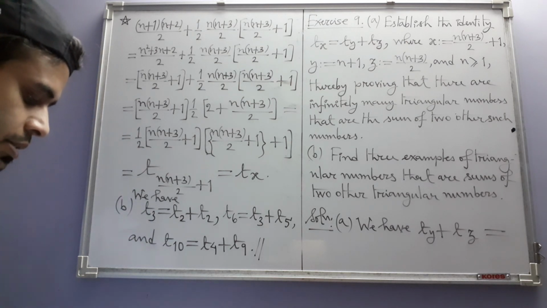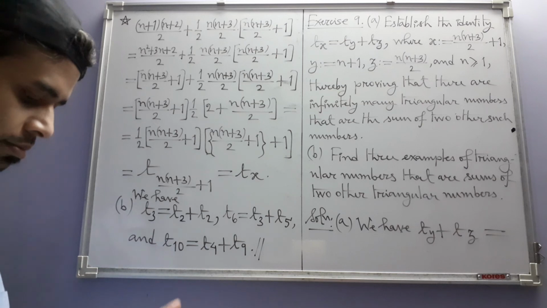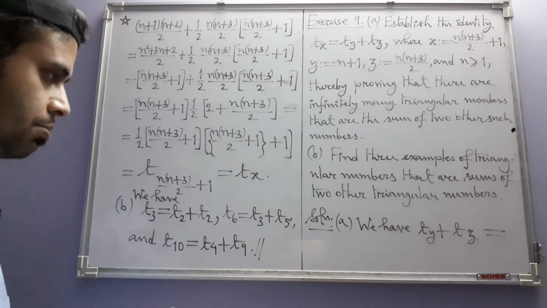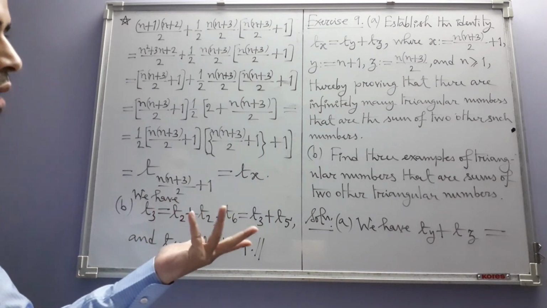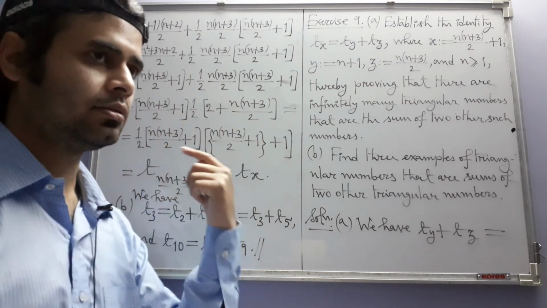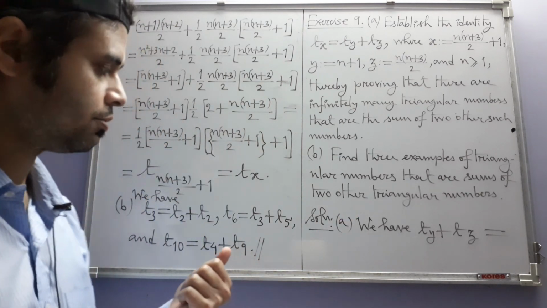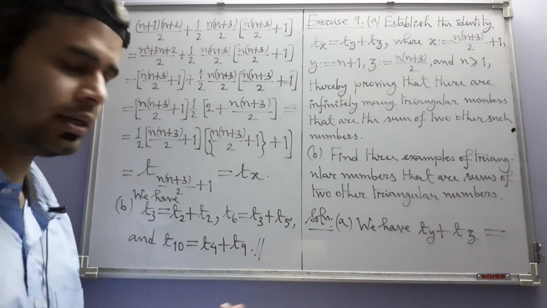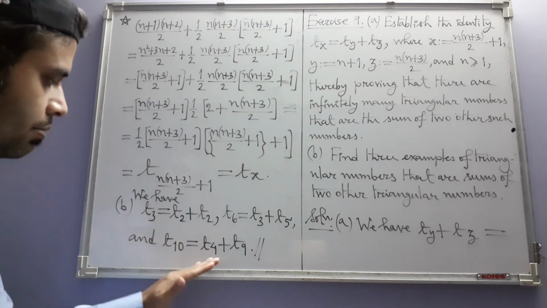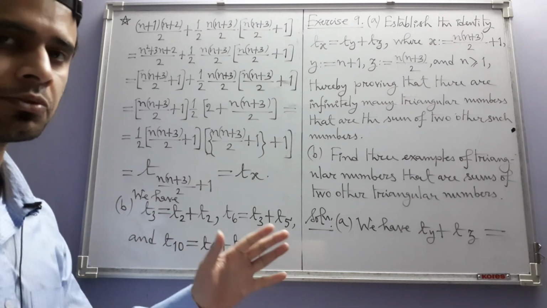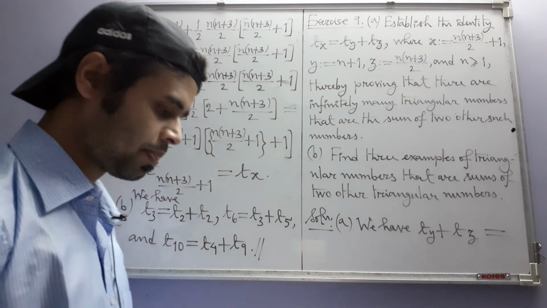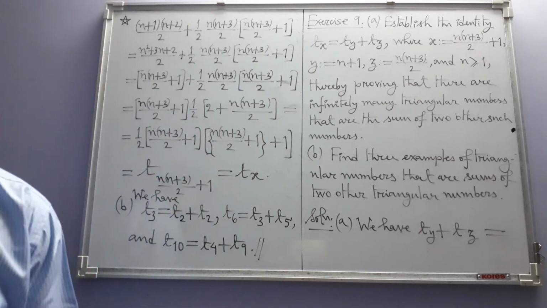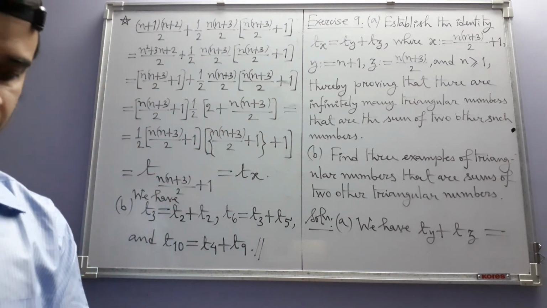T3 is T2 plus T2, T6 is T3 plus T5, and T10 is T4 plus T9. And you can see that by taking higher and higher values of n, you can generate infinitely many such triangular numbers, each of which is a sum of two other triangular numbers. So this concludes this set of exercises.